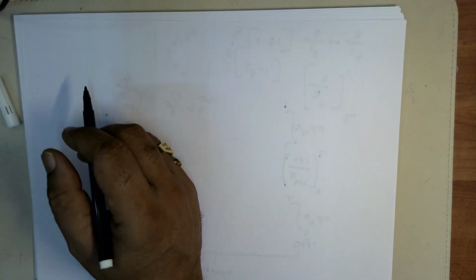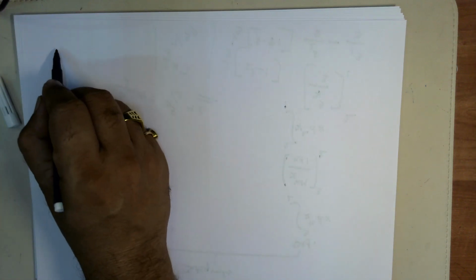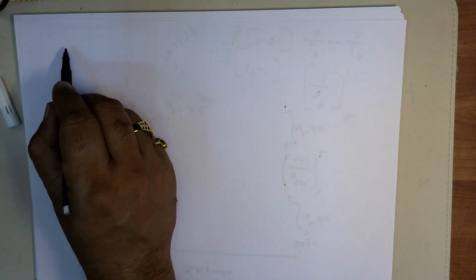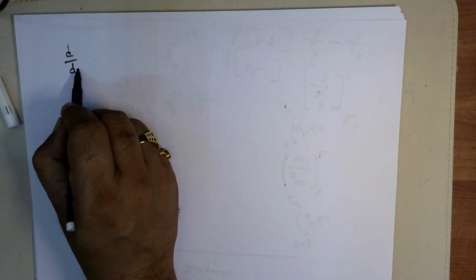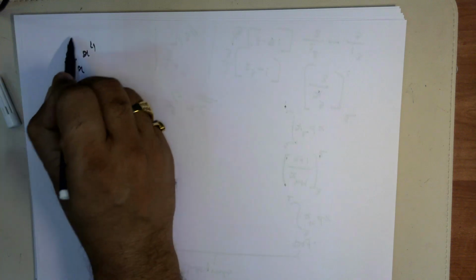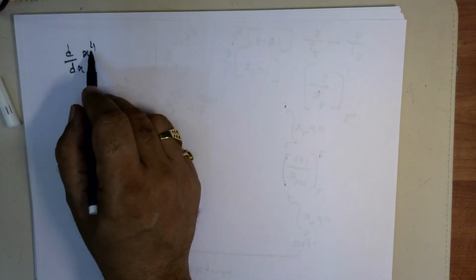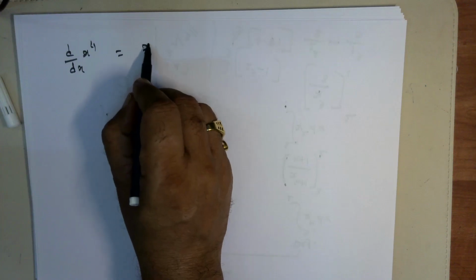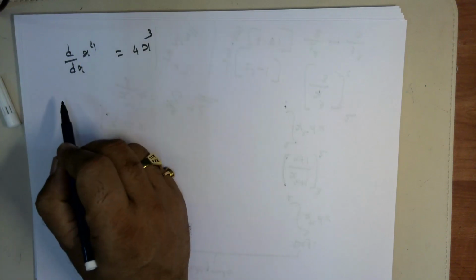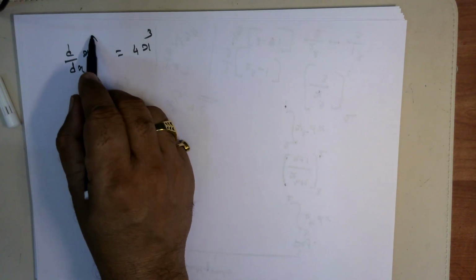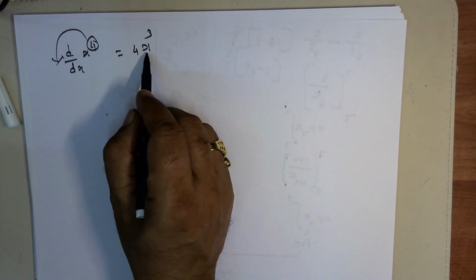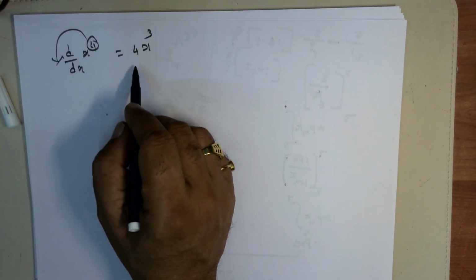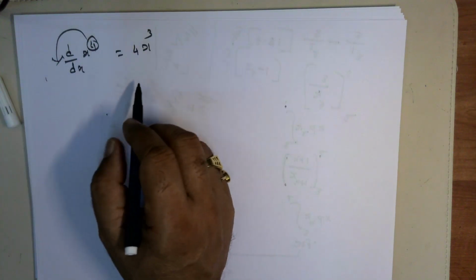Now, let us start with the integration. Let me start with some simple integration. d by dx of x power 4. This is the differentiation with respect to x. So what could be the answer? That is 4x cube. In this case, what you have done is bring this 4 to the coefficient side on the left hand side of the variable, as such, without any other operation.